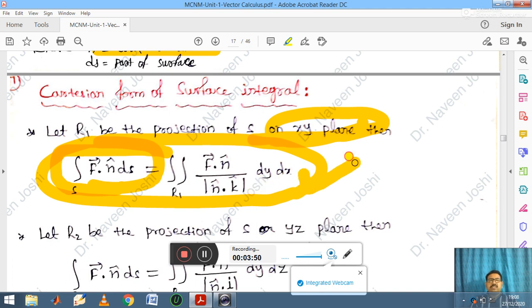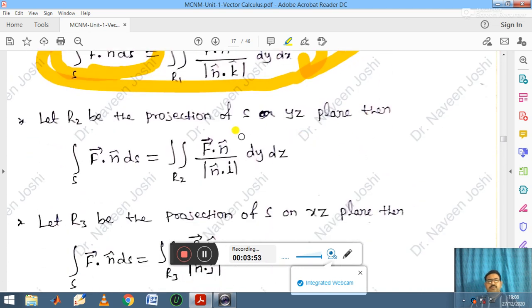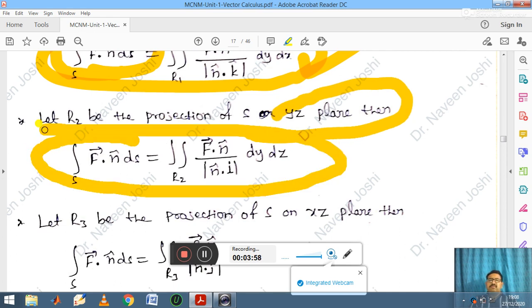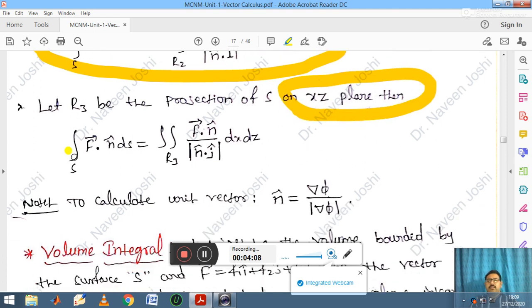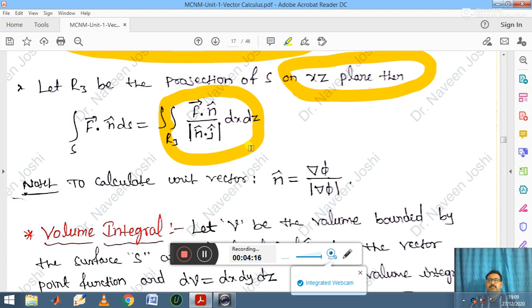into dy dx. Okay, suppose if you choose projection on the yz plane, then your surface integral formula becomes double integral of f dot n divided by modulus of n dot i dy dz. Then if you take projection on the xz plane, then to find f dot n ds, your formula is double integral of f dot n divided by n dot j into dx dz. Okay, and here to find n value, the unit normal vector, you are using this definition. So n is calculated by del phi by modulus of del phi.